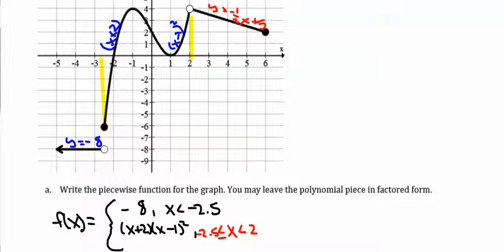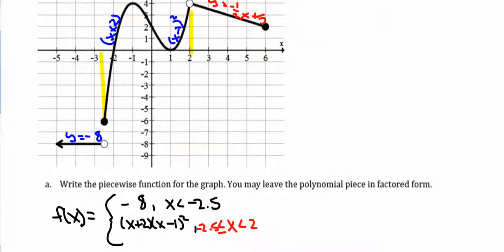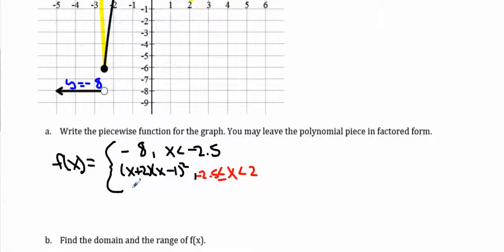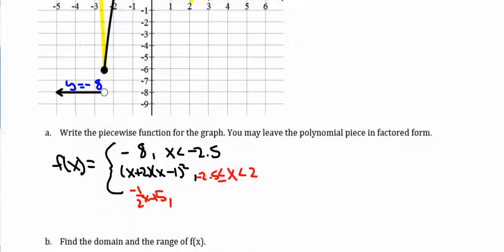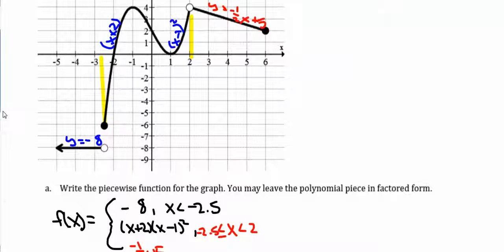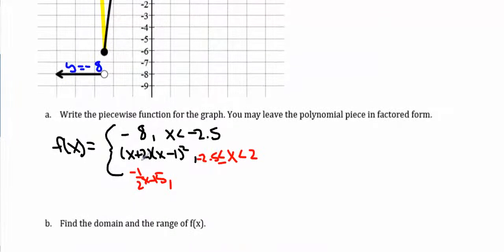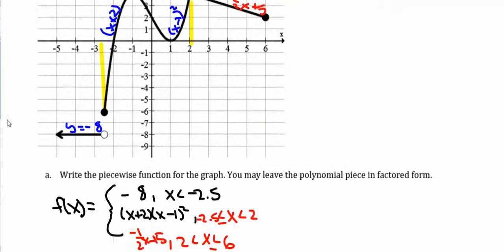And my last piece is my linear function. So I have negative 1/2 x plus 5, and that occurs between 2 and 6. So x is going to be greater than 2, because it's an open circle, and less than or equal to 6. There we have it.